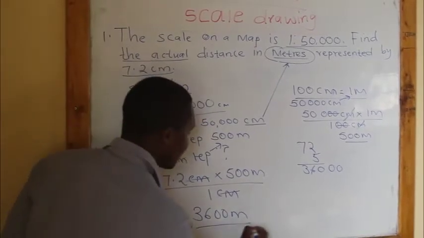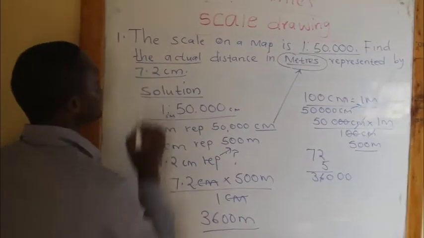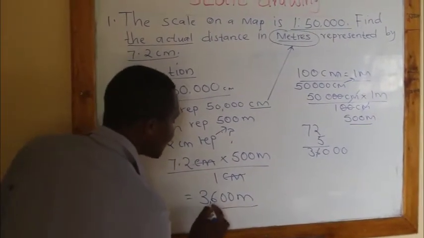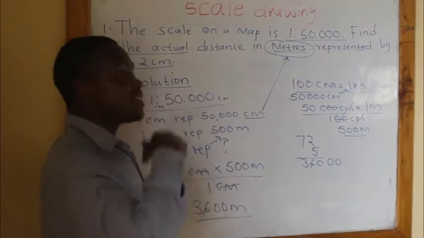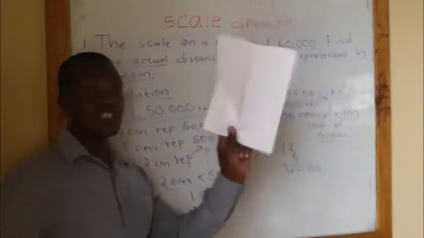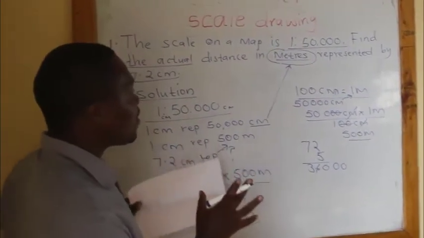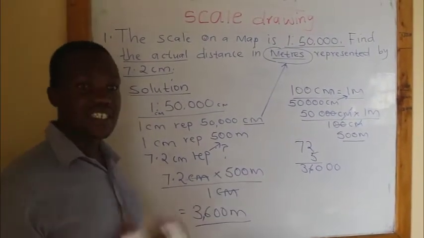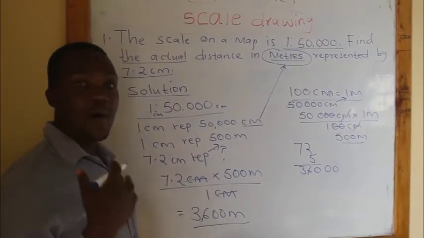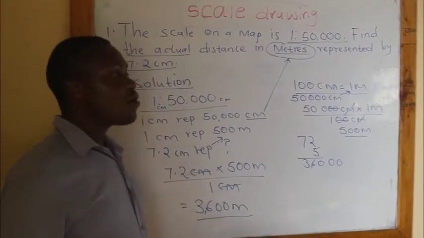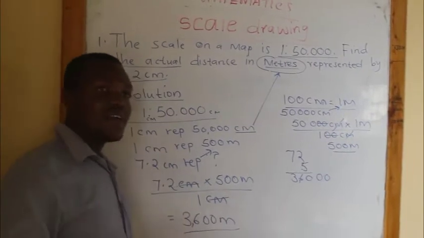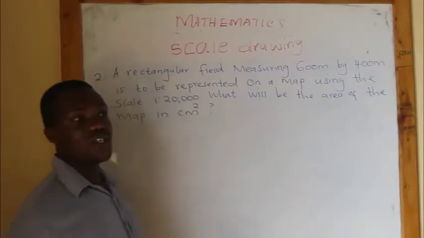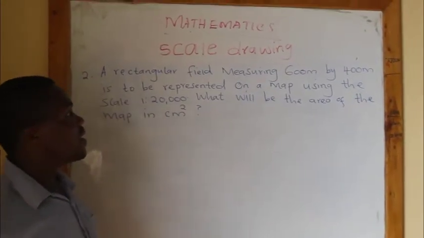So the answer is going to be this. So when I draw 7.2 centimeters on a piece of paper, it will represent 3,600 meters as the real length outside this piece of paper. And that is a simple explanation on how one can calculate a problem associated with scale drawing. So you're going to work out the next question and see how these questions keep on coming and how they change. Now, let's go to question number 2 and see what the question demands us to do.